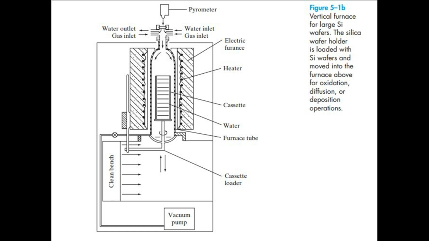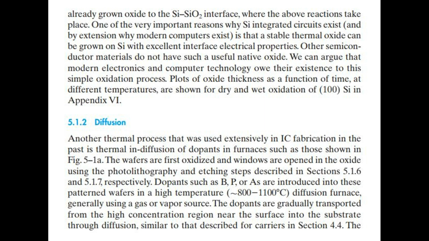One of the very important reasons why silicon integrated circuits exist, and by extension why modern computers exist, is that a stable thermal oxide can be grown on silicon with excellent interface electrical properties. Other semiconductor materials do not have such a useful native oxide. We can argue that modern electronics and computer technology owe their existence to this simple oxidation process. Plots of oxide thickness as a function of time, at different temperatures, are shown for dry and wet oxidation of 100 silicon in Appendix 4.